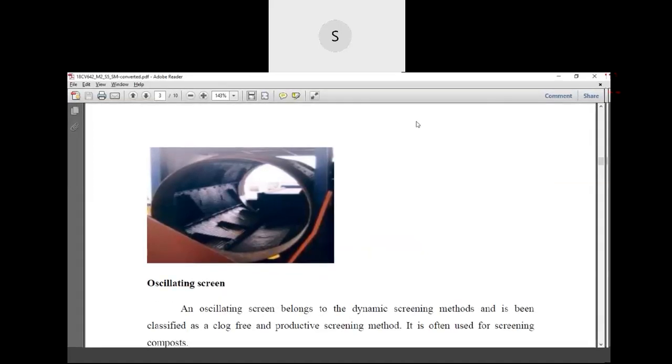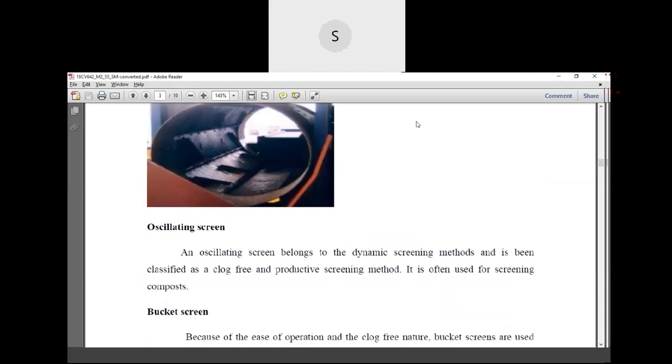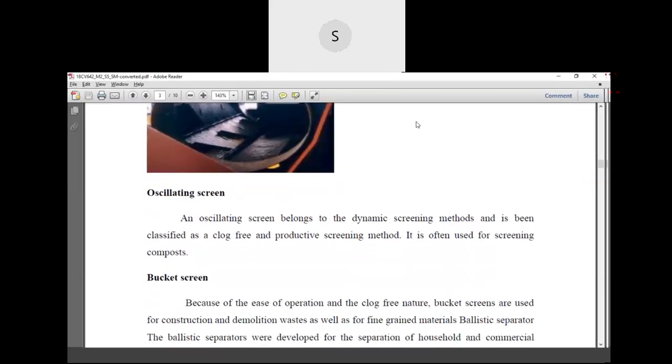Another one is the oscillating screen. An oscillating screen belongs to the dynamic screening method and has been classified as a clog-free and productive screening method. So it is often used for screening compost, where clogs are not there. For such kinds of materials, this oscillating screen will be commonly used.